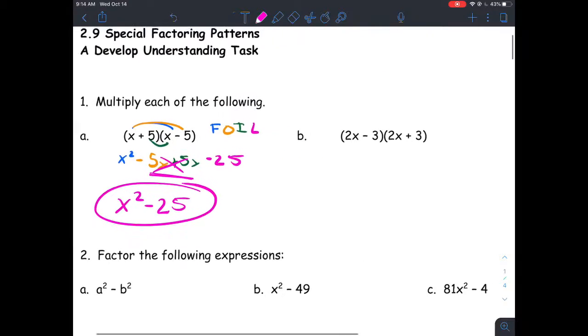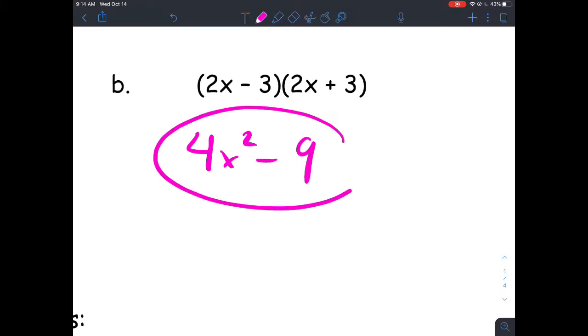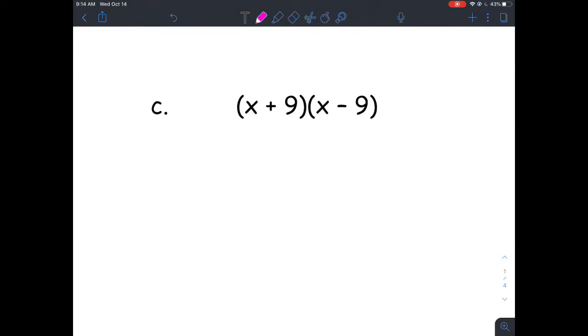All right, so I want you to go ahead, try this one. FOIL it out, combine like terms. So when I did this, I got 4x squared minus 9. All right, try this one. You should get x squared minus 81.